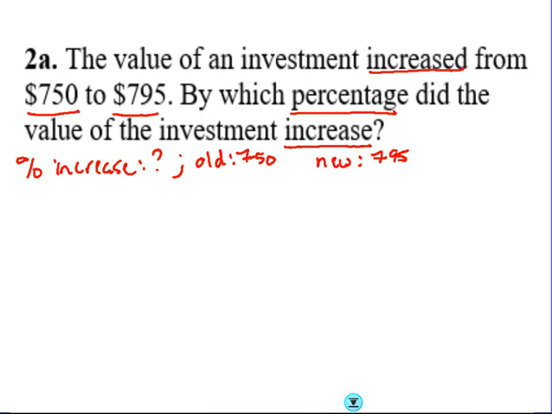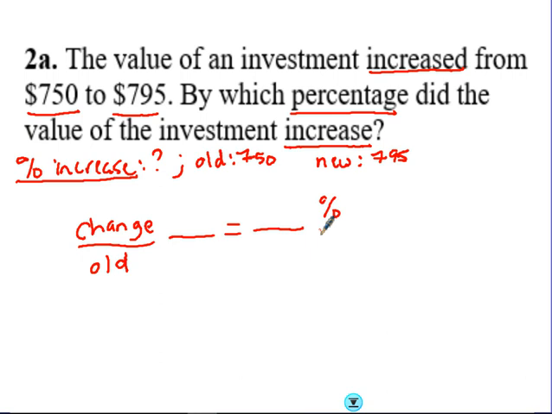So now, since I'm trying to find out what the percentage of increase is, I need to not only compare the new price to the old price, I need to find out how much the new price was a change from the old price. How much did the old price change to become the new price? So it's the change compared to the old price. Change over old, change over original, same formula, which is then going to be equal to that percentage of change, which is always over 100.